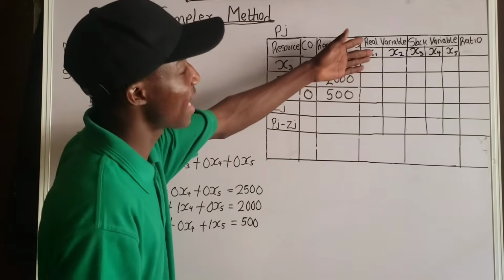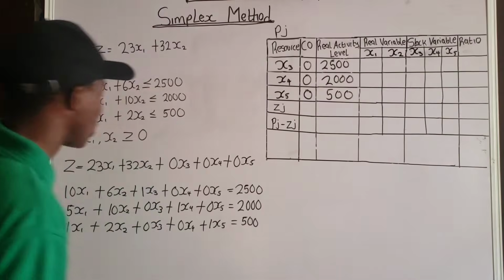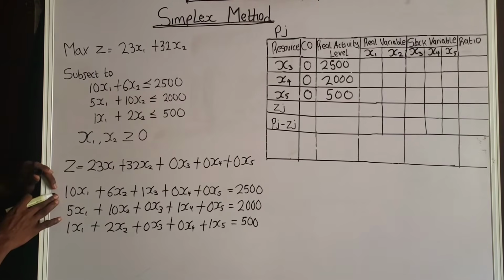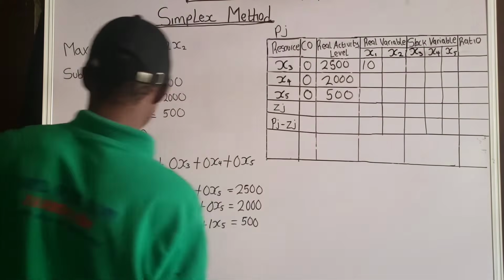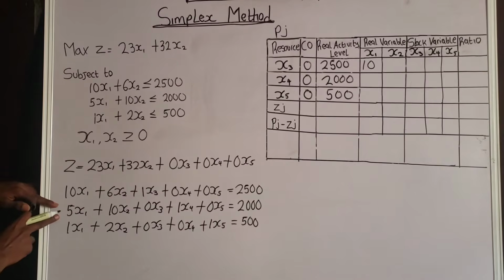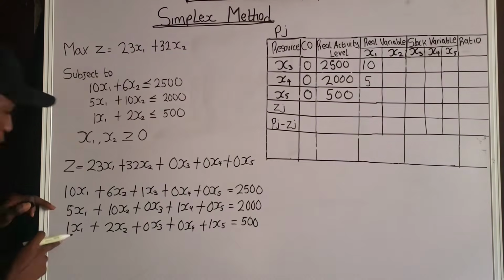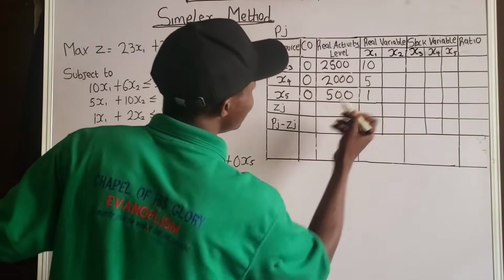To get the values of the cells which belong to column x1, go to your standard constraints. Look at the coefficient of x1 in constraint 1, constraint 2, and constraint 3. The coefficient of x1 in constraint 1 is 10, so I'm going to have 10 in this place. In constraint 2 it is 5, so I'm going to have 5. In constraint 3 it is 1, so I'm going to have 1.